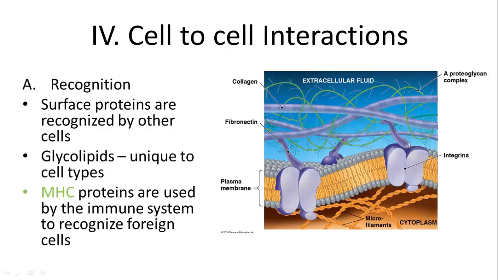Glyco means sugar, lipid means, of course, lipid. So this is a combo macromolecule. And then there's also MHC proteins, major histocompatibility proteins. These are used by the immune system to recognize cells as foreign or not foreign, as okay.